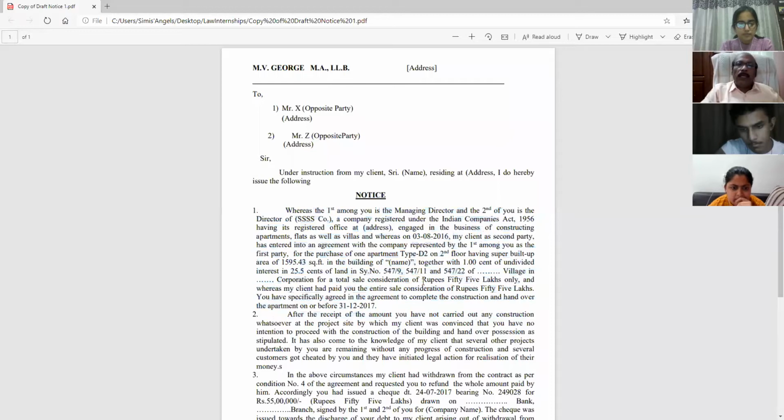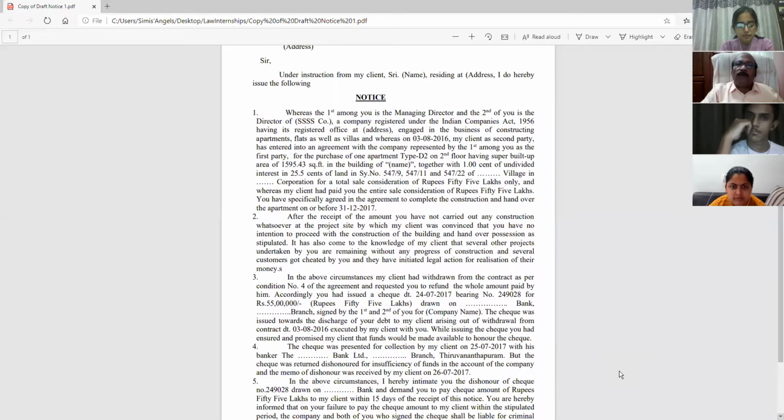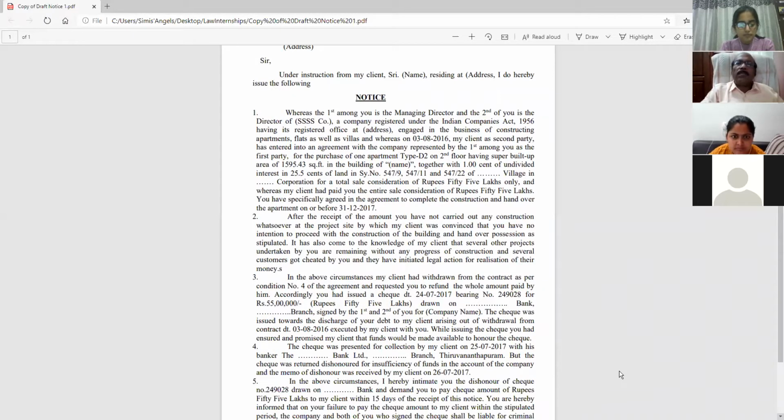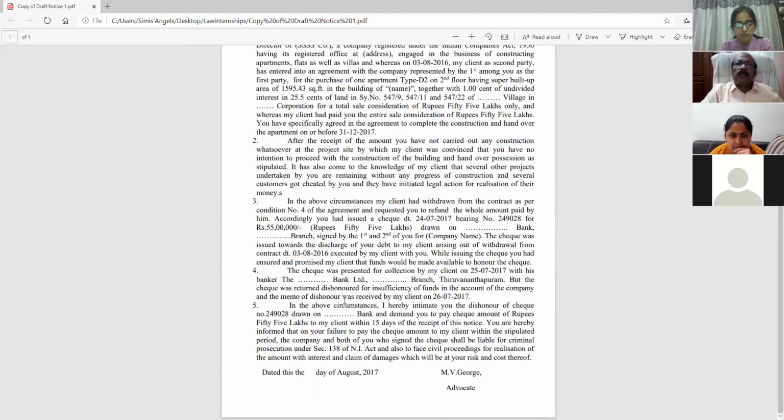Then finally, there was a term of understanding permitting the party to withdraw from the contract. Then accordingly, for the money due to the party who has booked the flat, checks were issued. And that check, when presented, was returned dishonored. Checks were bounced from the bank. So notice was sent to the party before initiating a prosecution.